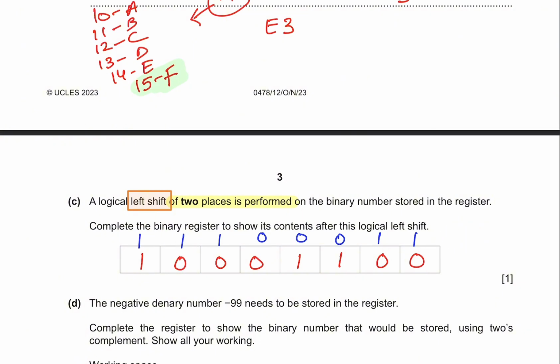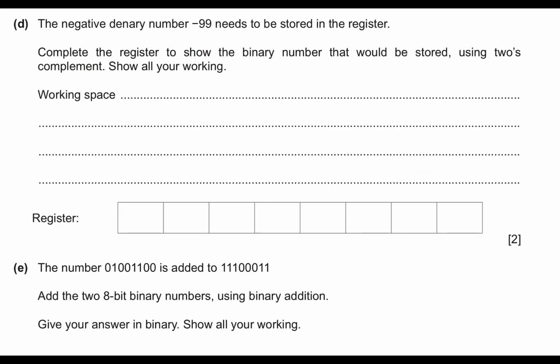Okay, now I will move forward to the next part. The next question is saying that the negative denary number minus 99 needs to be stored in the register. Complete the register to show the binary number that would be stored using 2's complement. And you have to show all your working.